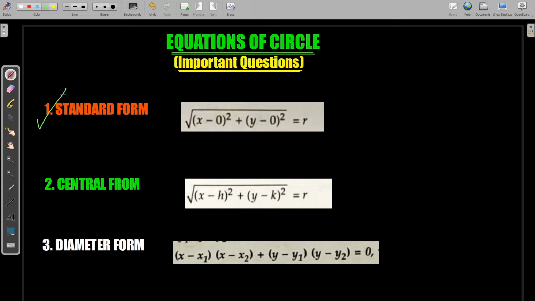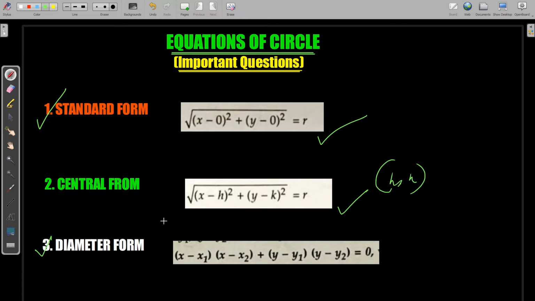So the first equation is called the standard form when the center of the circle is the origin, that is (0, 0), and r is the radius. We write the equation like this. And when the center of the circle is a point (h, k), then we write the equation as root over (x minus h) whole square plus (y minus k) whole square equals r. r is the radius of the circle.